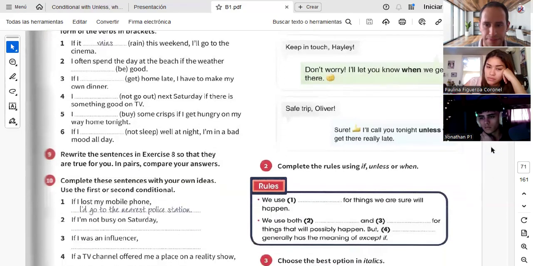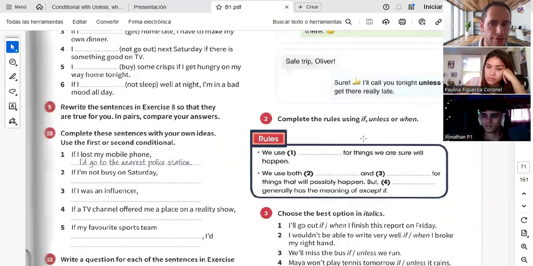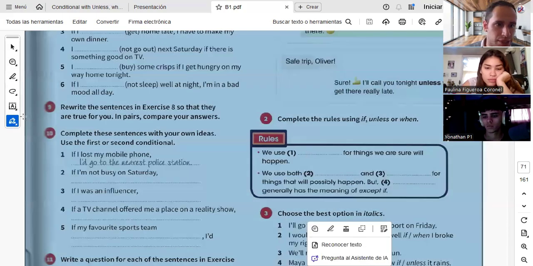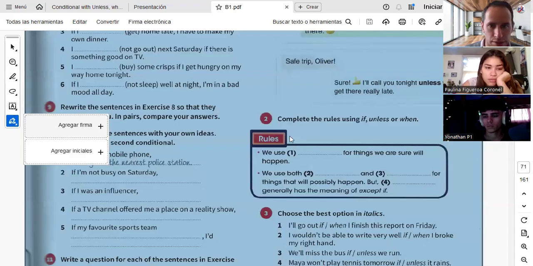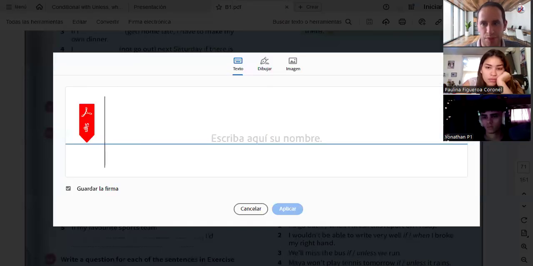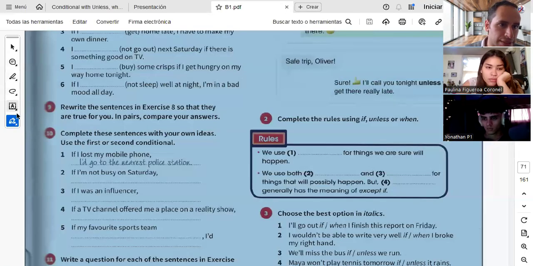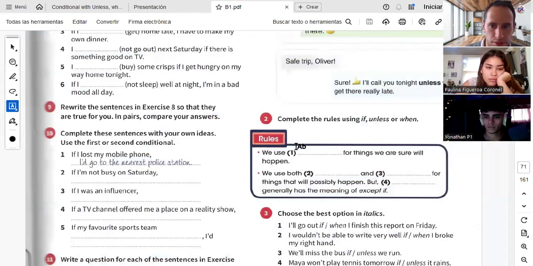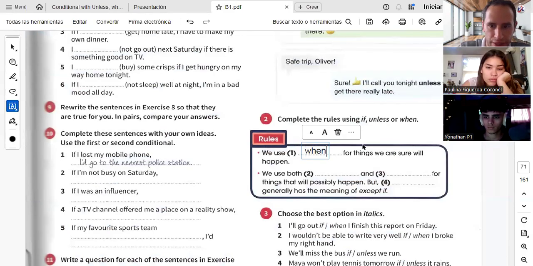Okay, let's check. Complete the rules using if, unless, or when. We use if, unless, or when for things we are sure will happen. What do we use here? When. Thank you so much. Let me check if I can write it. I'm trying to write. Okay, here. So, when. Correct.